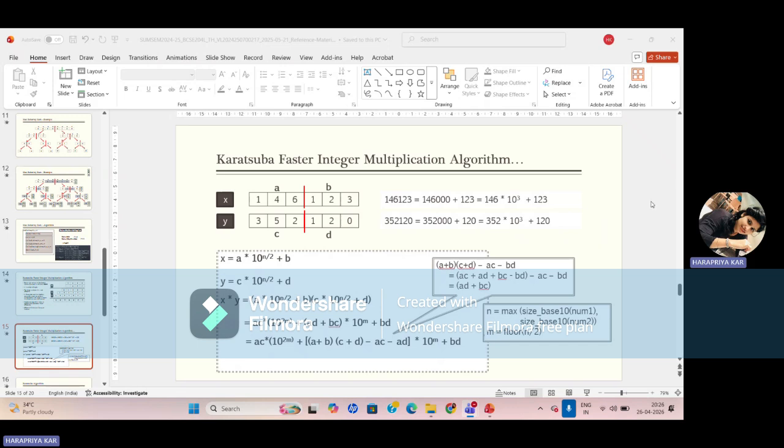So next we'll move to the Karatsuba faster integer multiplication algorithm, basically how it works. First of all, here the input is given: 1 4 6 1 2 3, and for y, 3 5 2 1 2 0.